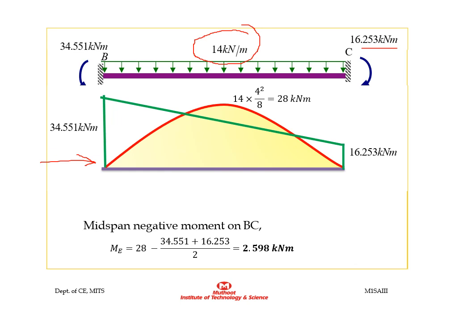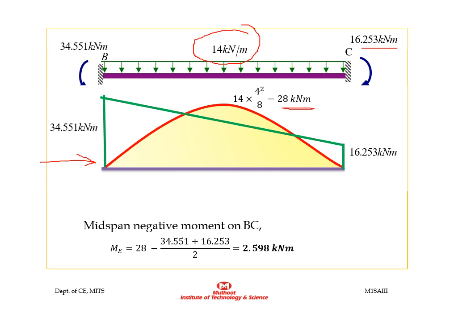So first we are going to draw the free bending moment diagram. The free bending moment diagram can be drawn by considering the supports as simple supports. The shape of the free bending moment diagram will be a parabola because the load acting on the beam BC is UDL. So the maximum moment is obtained at the center as WL square by 8, which is equal to 28 kilonewton meter.